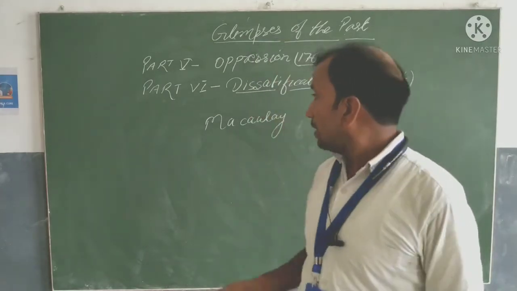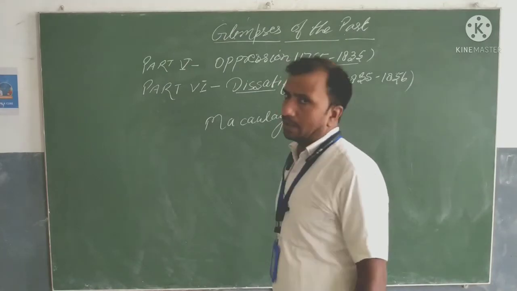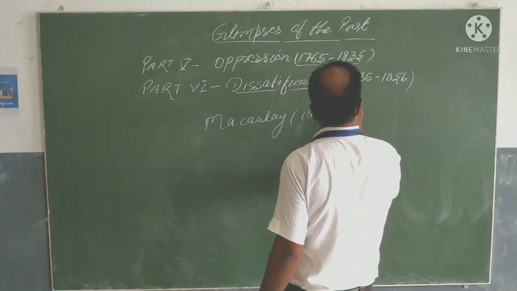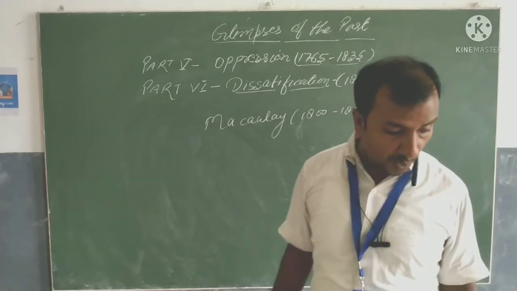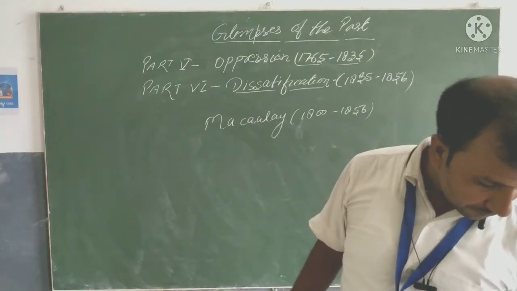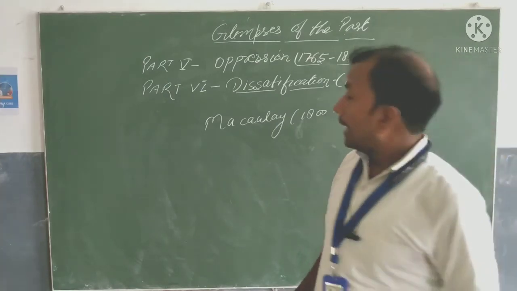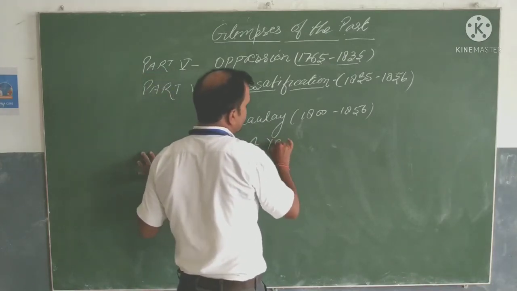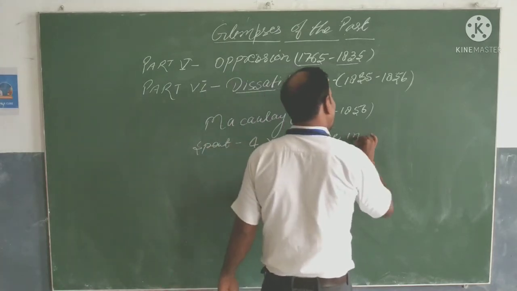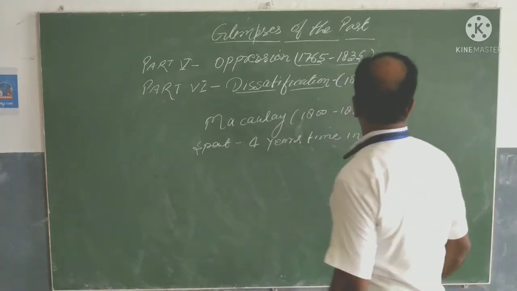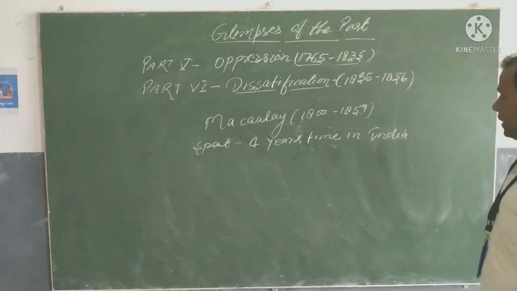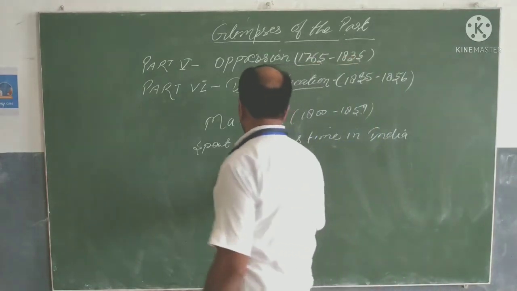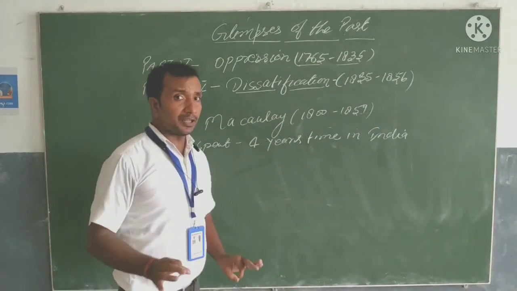So it is our duty to hear a little about Macaulay. Macaulay is a person whose lifespan is 1800 to 1856. This was the lifespan of Macaulay. And he spent only 4 years in India, and during this period he wrote a letter.